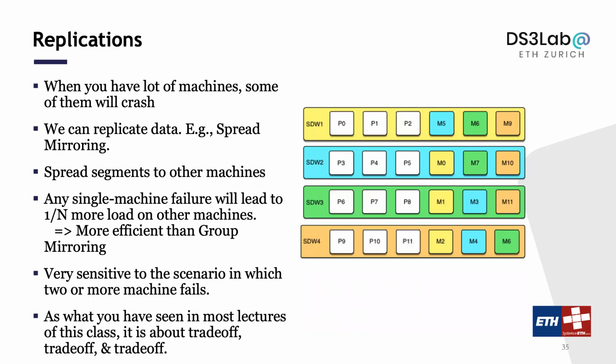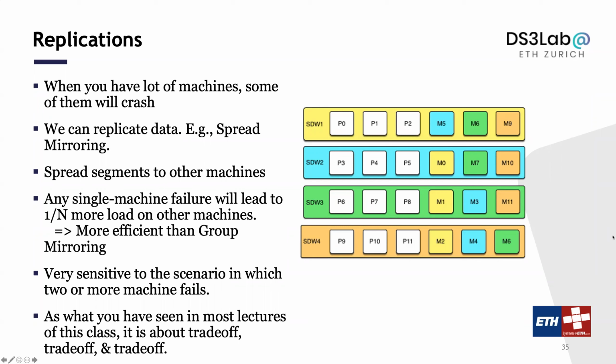So there's a different way you can deal with this. For example, you can do this in a round robin type of way. For example, for every single machine, you have three primary copies, P0 to P1. Instead of putting all the information of this machine on one single machine, you are going to put the P0 replica on the second machine, P1 on the third machine, P2 on the fourth machine. You do this kind of round robin type of way, okay?